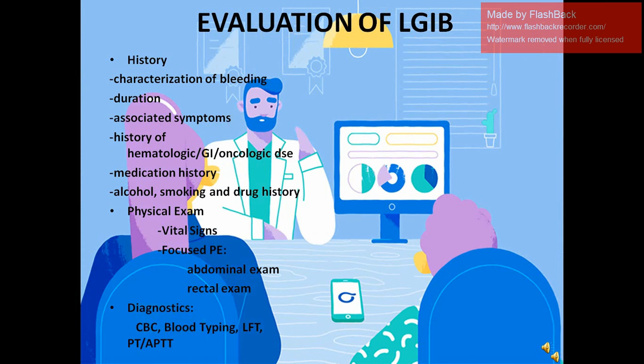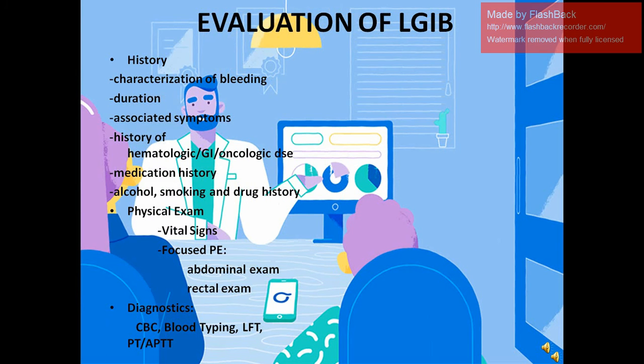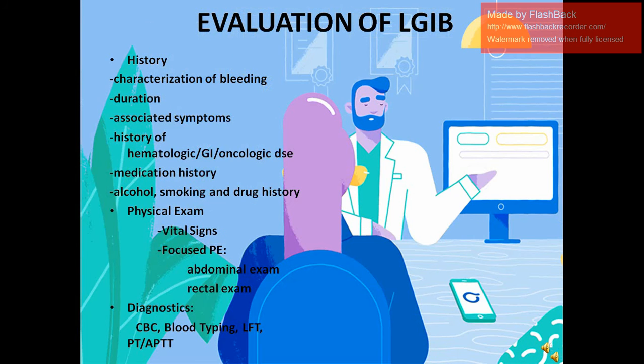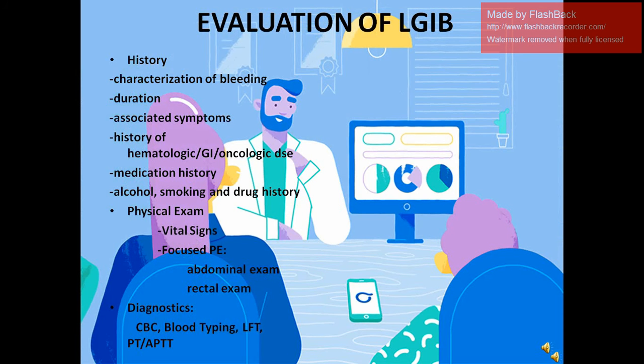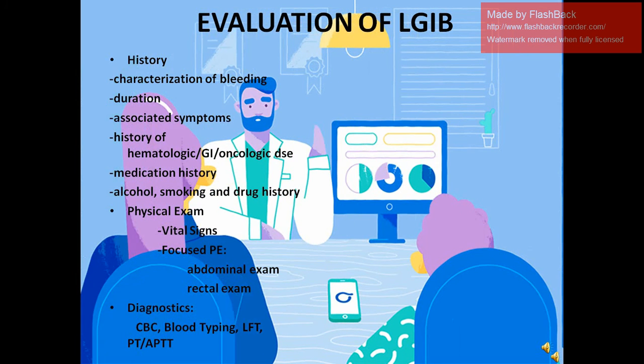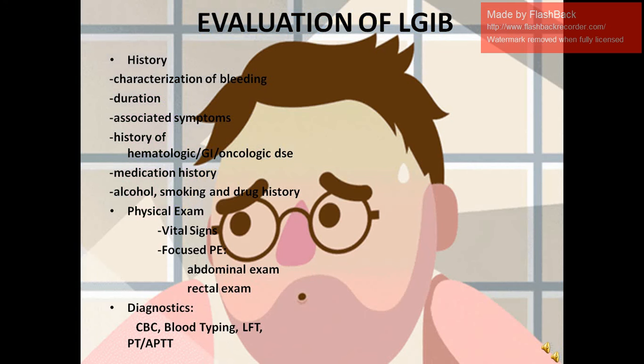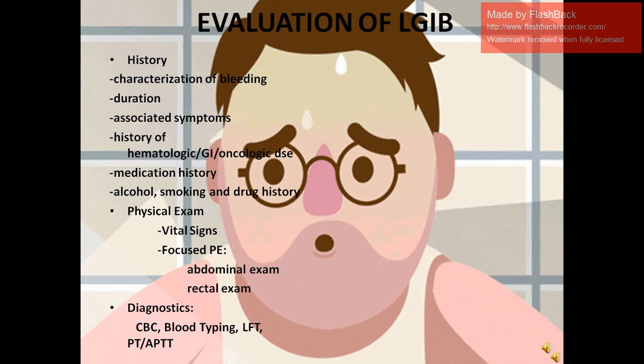Check how long the bleeding is occurring. Is it episodic or continuous? Ask the patient if there are any associated symptoms such as abdominal pain or distension, constipation, changes in appetite, weight gain or weight loss, diarrhea, fever, etc.